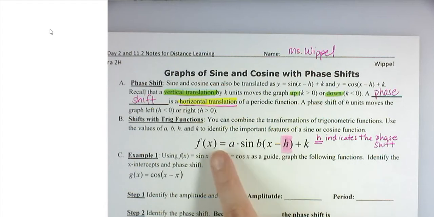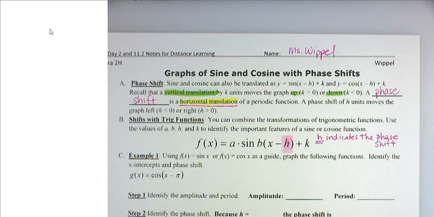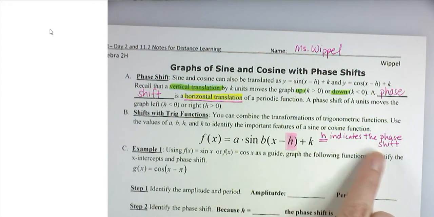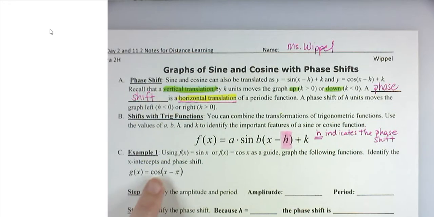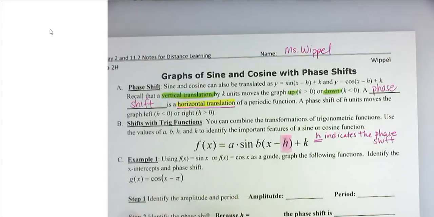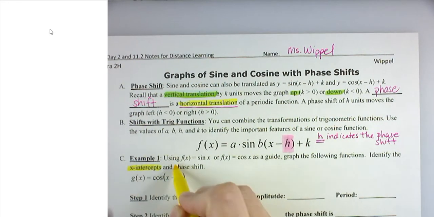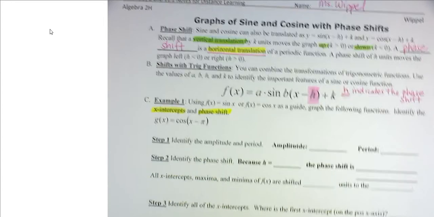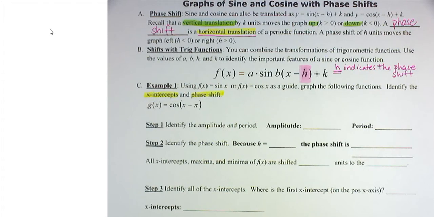In the function, you'll see it's x minus h, so it is the opposite of what you see, and we'll look at that in the first example. Okay, so h is what is going to indicate your phase shift here. Depending on what your given equation is, you're going to use either the sine or the cosine as the guide. And then it says to identify the x-intercepts and identify the phase shift. If you look in your textbook, you'll see that they have a 5-step pattern that they lay out, so I just kept that consistent with what the textbook did.